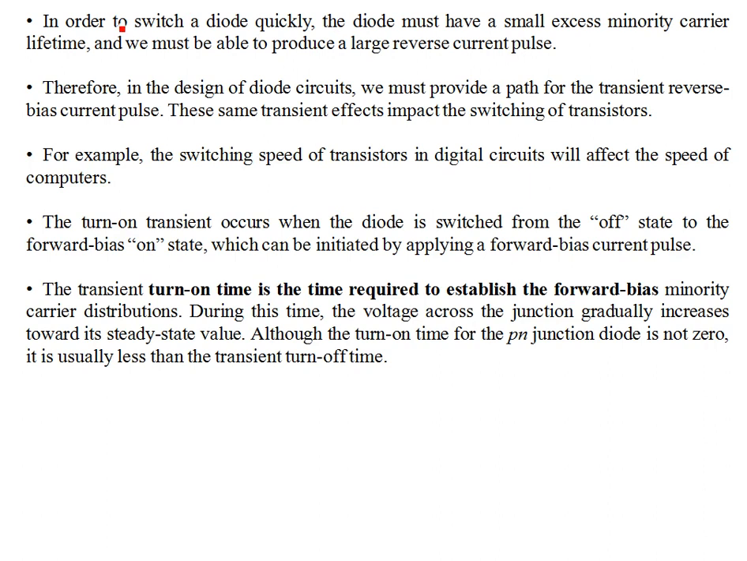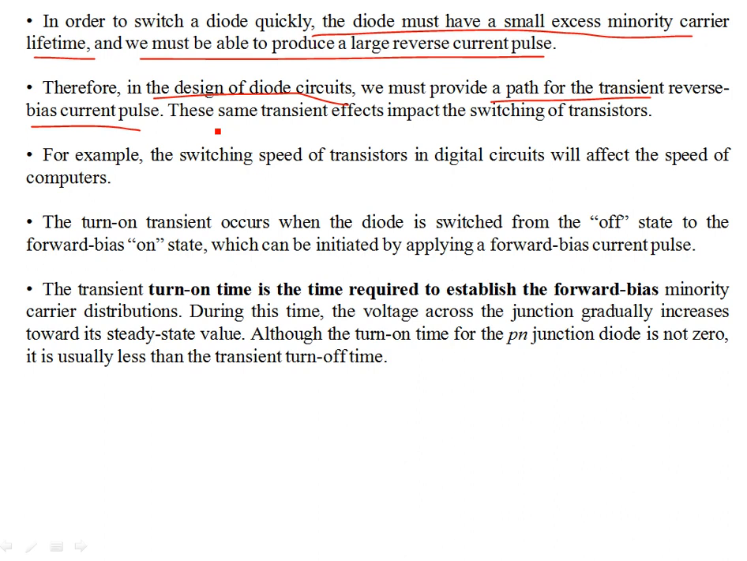In order to switch a diode quickly, the diode must have a small excess minority carrier lifetime, and we must be able to produce a large reverse current pulse. Therefore, in the design of diode circuits, we must provide a path for the transient reverse bias current pulse. These transients impact the switching of transistors. For example, the switching speed of the transistor in a digital circuit will affect the speed of computers, the speed of the clock, etc. The performance of microprocessors and digital circuits is limited by the switching times. The switching speeds are limited because of the junction capacitances in these PN semiconductor devices.